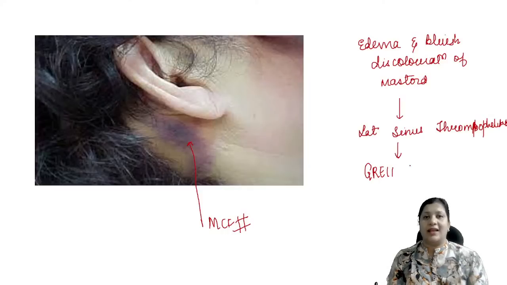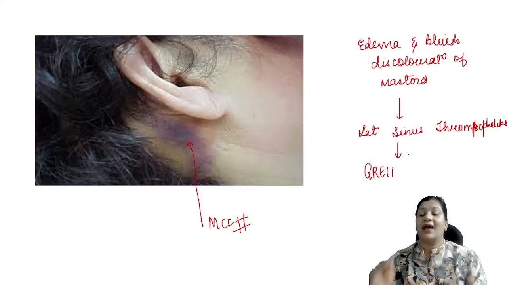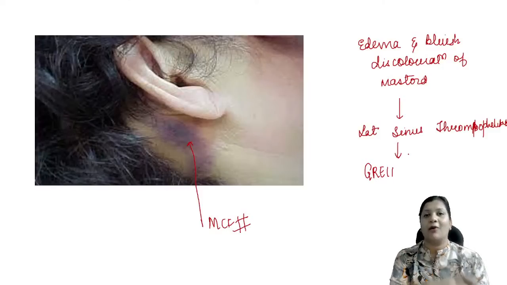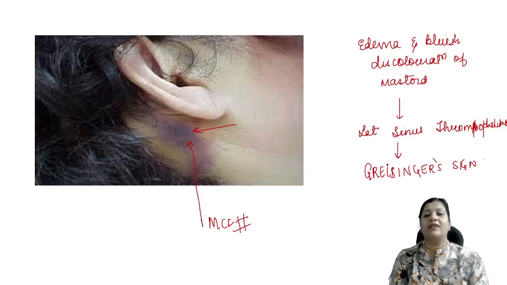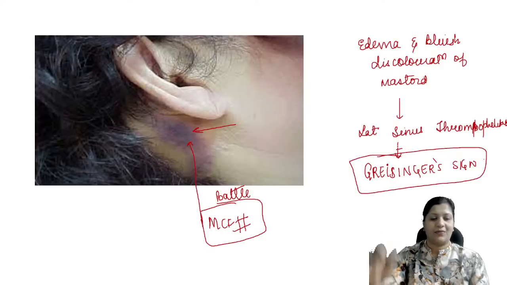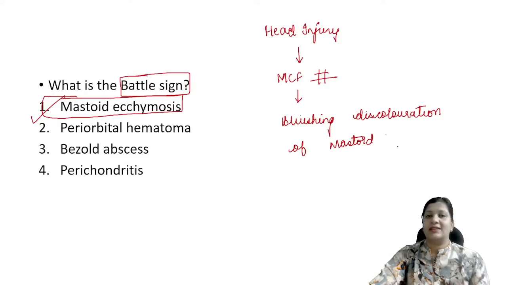So if in your exam you are just given bluish discoloration, and they have given you a history of trauma, then you should think about Battle sign. But if they have given you a history of CSOM and they have told you there is a bluish discoloration of the mastoid, then you have to think about Griesinger's sign. The sign is more or less the same. It looks more or less like this only. The only difference is history. If there is a history of trauma, Battle sign. If there is a history of CSOM or a complication, then the sign is Griesinger's sign. Okay, so I think that's absolutely easy for all of you.